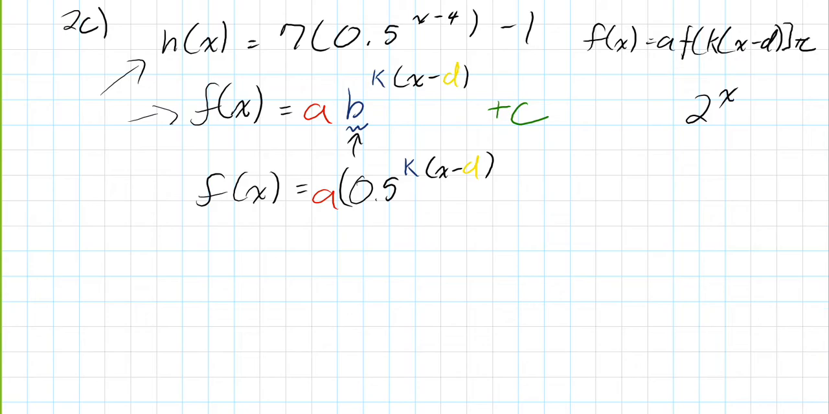Close the brackets out here. So I added an extra set of brackets just to make multiplication look a little easier. And then here, the next thing we're going to do is figure out what our a value is. What would be our a value in this case, looking at this equation h of x?